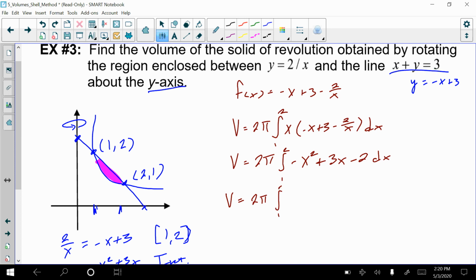So now it's time to take the antiderivative, and I'm going on autopilot there. We don't want to write the definite integral anymore. We're going to take the antiderivative, so this is going to be negative 1/3 x cubed when I take the antiderivative of negative x squared. Then I'm going to get a positive 3/2 x squared for the second term. And the third term's antiderivative will be minus 2x, evaluated from 1 to 2.